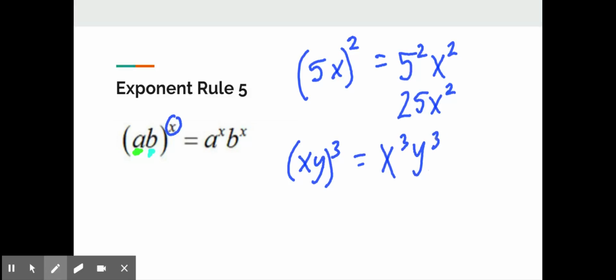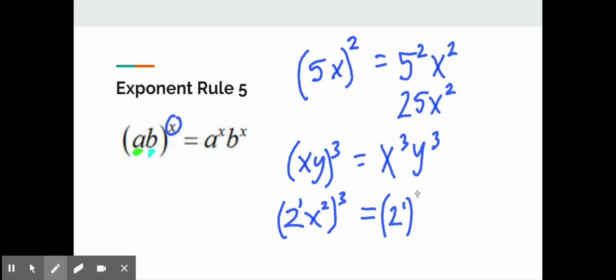Here's when it starts to get a little tricky. If you have 2x to the 2nd power raised to the 3rd, this is when you'll have to bring into play exponent rule number 4, where you have an exponent raised to an exponent. Now this 2 doesn't have an exponent there, so you're going to assume an automatic 1. And when you have an exponent raised to an exponent, it's going to multiply.